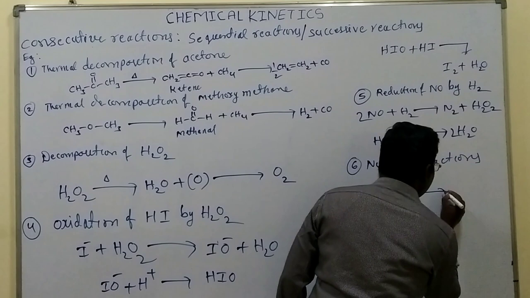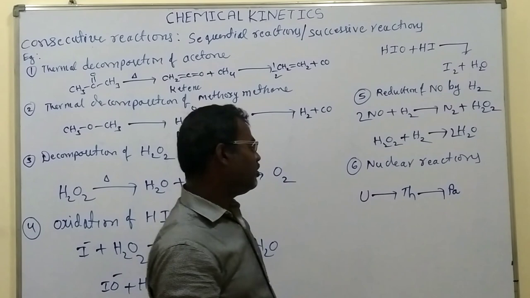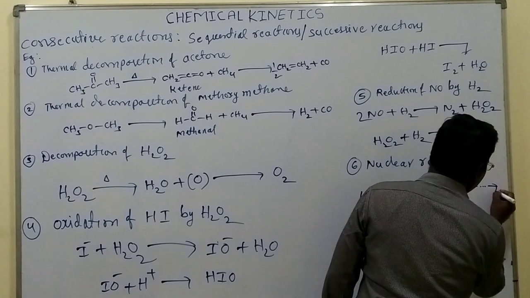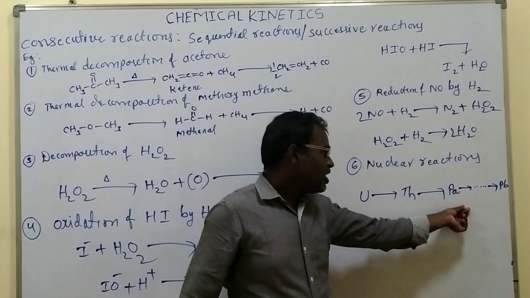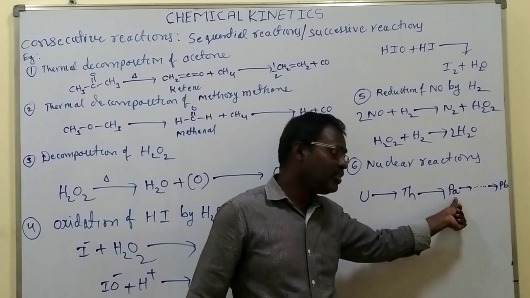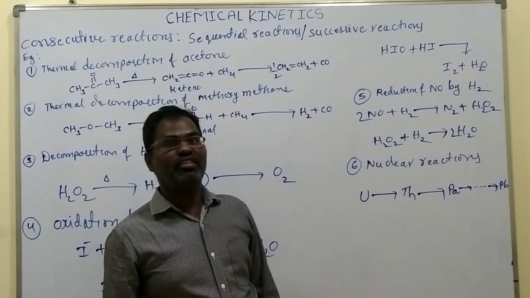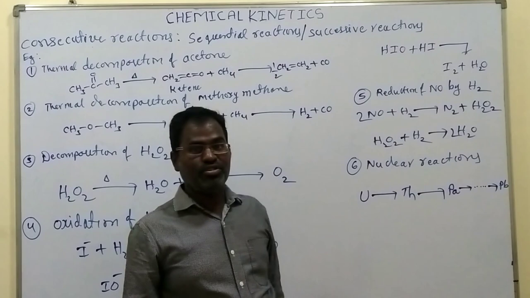Thorium on further decomposition will give protoactinium. So protoactinium, in many later steps, finally gives lead. It is undergoing several subsequent reactions and finally giving lead, which is the final product. So these are also examples for consecutive reactions.